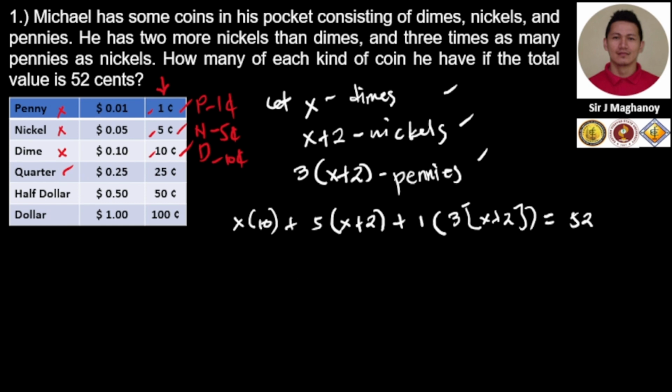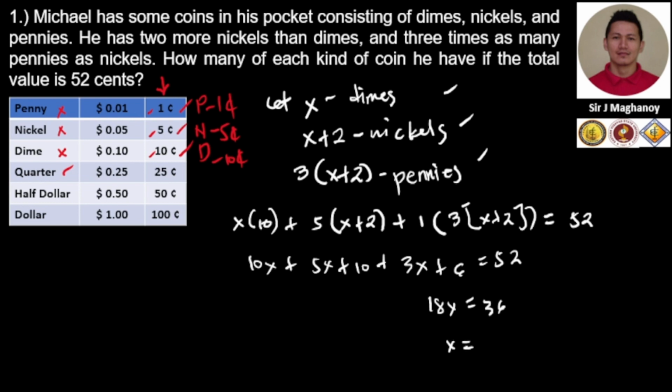Okay, so let's solve our equation. Solving for that, this will become 10x plus 5x plus 10 plus 3x plus 6 is equal to 52. Transposing to the other side, 10 plus 5 is 15, plus 3 is 18x. 52 minus 10 is 42. 42 minus 6 will become 36. Therefore, x is equal to 36 divided by 18, that is 2, right?